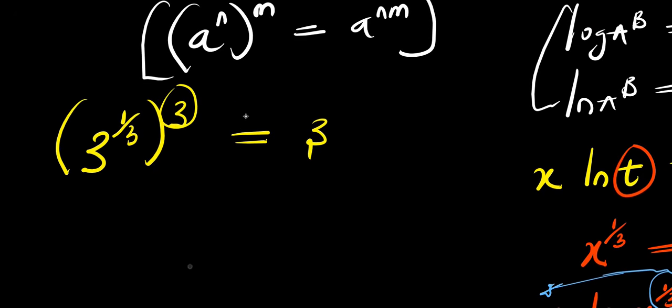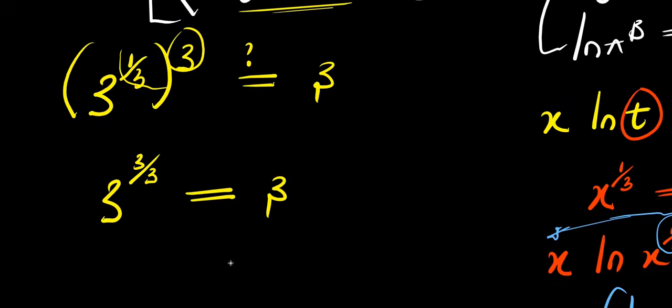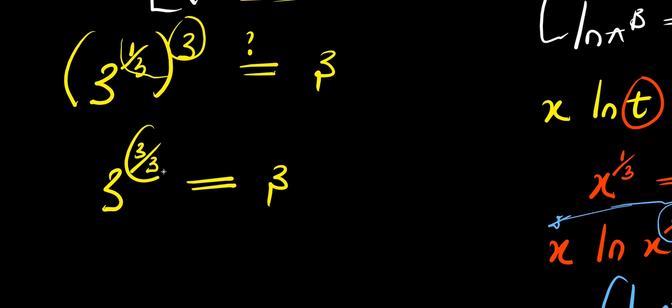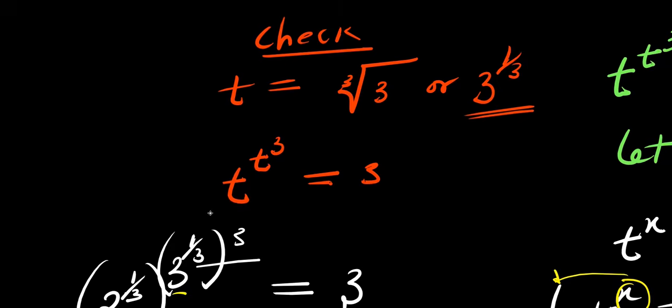Question mark. We still make use of the same identity again. 3 times 1 over 3, 3 divided by 3. So we have 3 power 3 divided by 3 equals 3. From here, 3 divided by 3 is 1. I have 3 equals 3. Both sides are the same. So this shows that our answer is obviously correct.